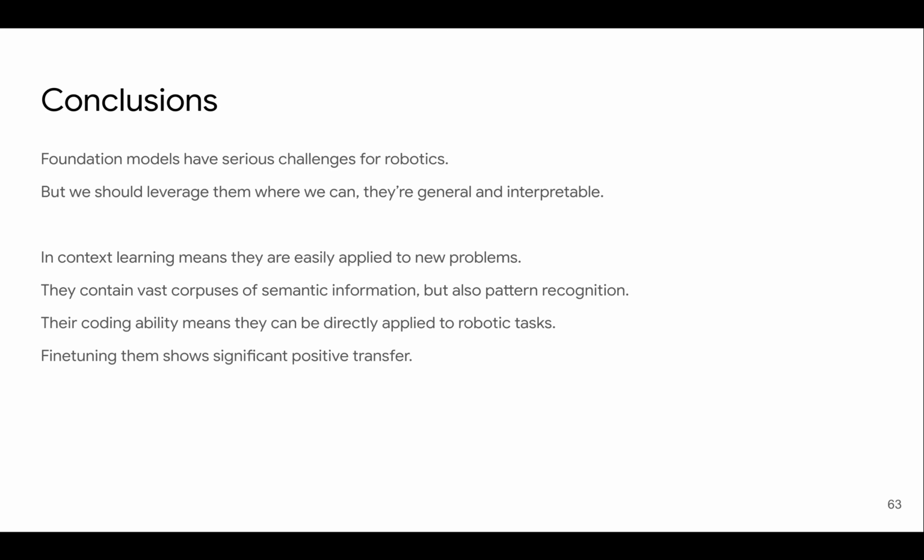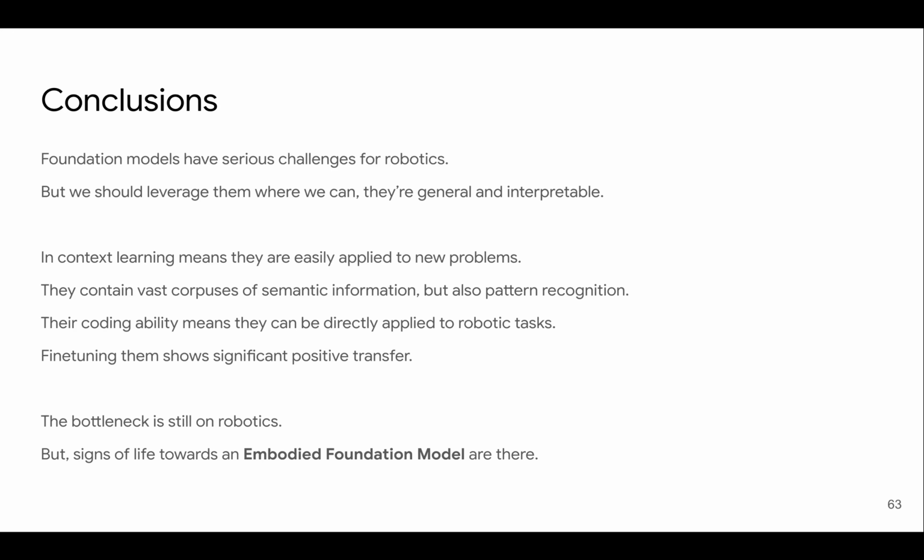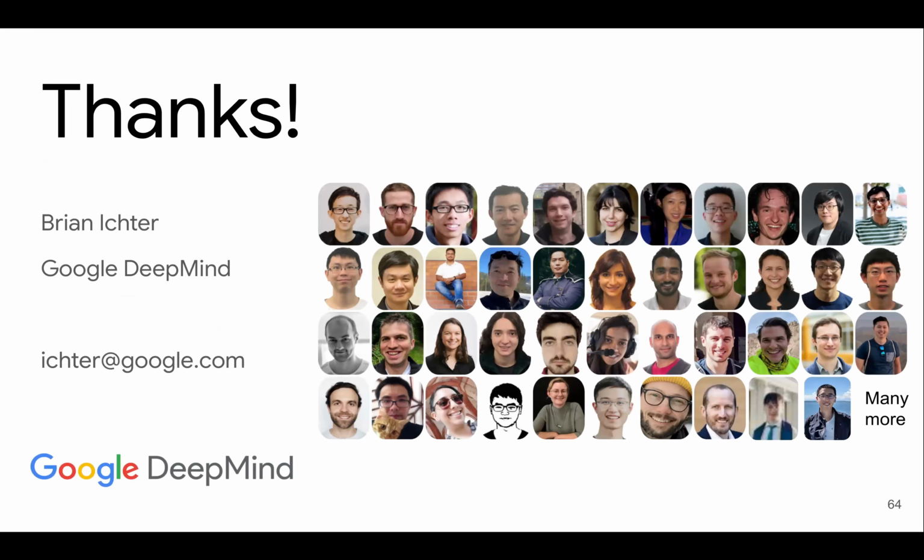And then finally, fine-tuning has significant positive transfer, generalization and robustness to backgrounds, as well as generalization to new tasks. So the bottleneck we still think is the size and quality of the data sets available within robotics, where foundation models are expanding, and we really want to ride the wave of increasing foundation models. But we think we have some of the signs, especially this positive transfer, towards building an embodied foundation model. So that's the end of my slides.